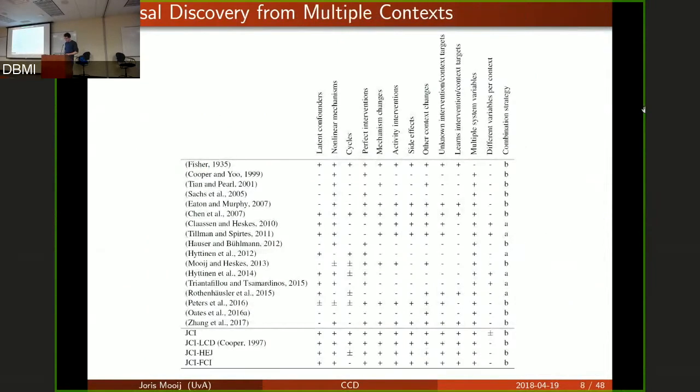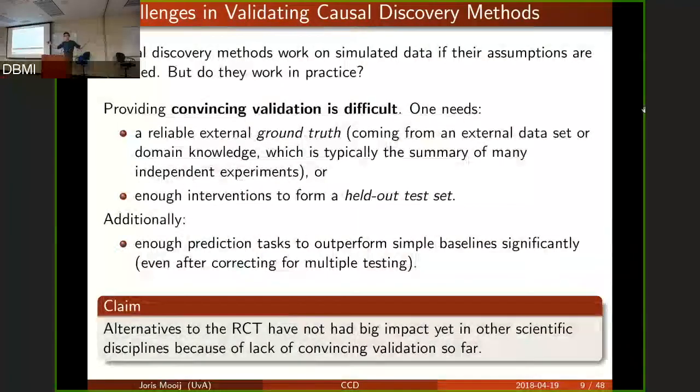And then we can combine these ideas. So maybe we can actually combine data from different contexts. So for example, different interventional data sets. And also there, many methods have been proposed. This is a table I recently made. Also, this is not a complete list, but as you can see, there are many methods that have been proposed with different features. So basically, we have at our disposal a whole range of causal discovery methods.